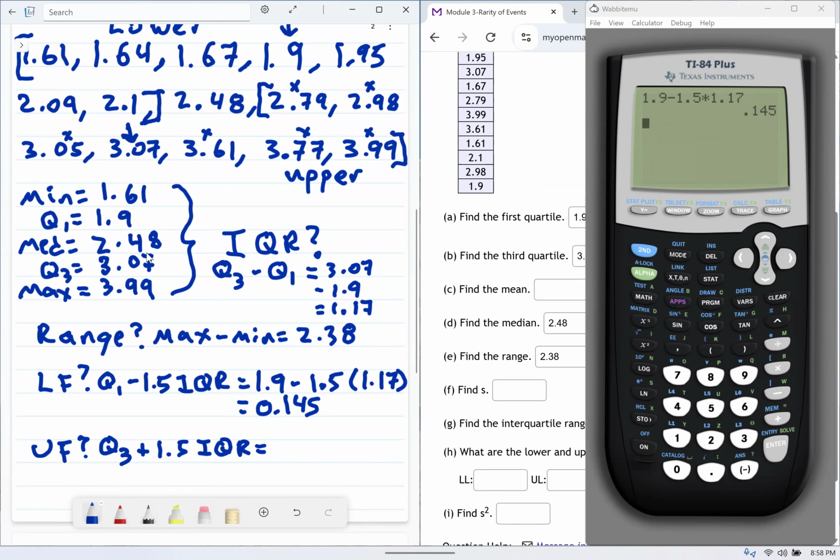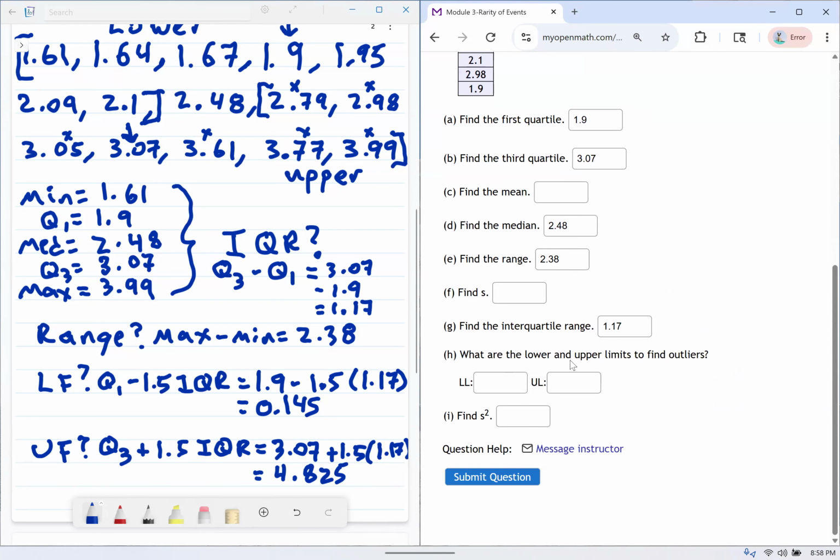Q3 is 3.07 plus 1.5 times 1.17. So I need this interquartile range to determine my fences. 3.07 plus 1.5 times 1.17 gives me an upper fence, or an upper limit, of 4.825. Let's fill those numbers in here in my OpenMath, and let's see which parts we still have left to calculate.